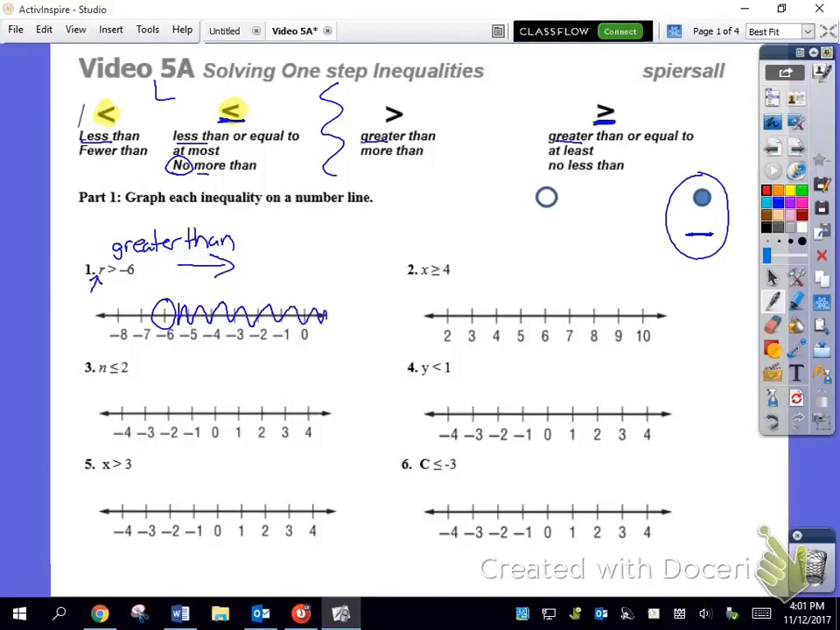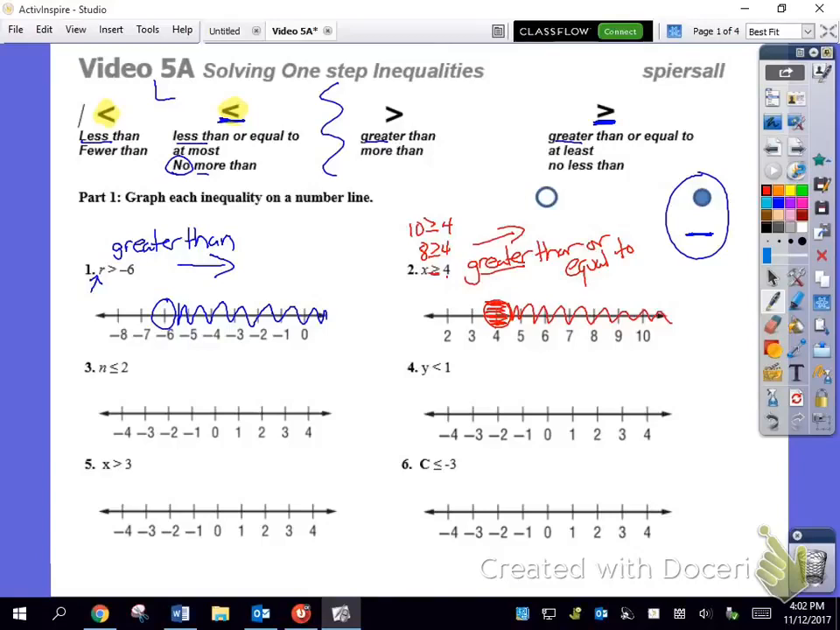On number 2, I'm comparing it to 4. So I'm going to find 4 on my number line. There is a line underneath it, so that means I'm going to shade in the 4. X is greater than or equal to 4. Now since it's greater than, I'm going to shade to the right. Everything to the right. I could pick any number and that would be true. See, if I put an 8 in there, 8 is greater than or equal to 4. If I were to pick a 10, 10 is greater than or equal to 4. All of those are true.